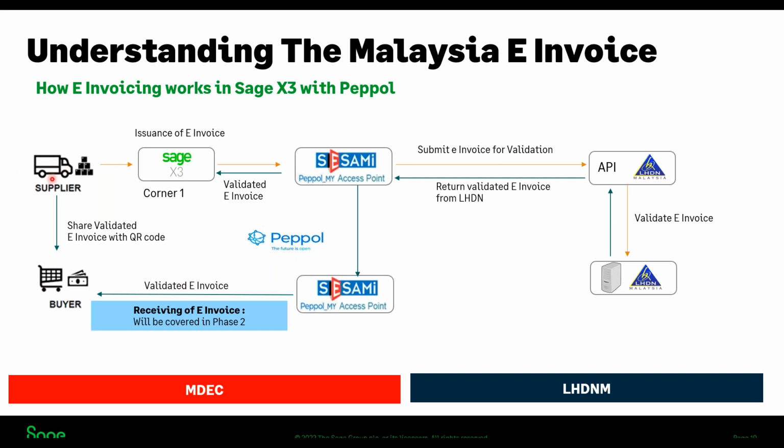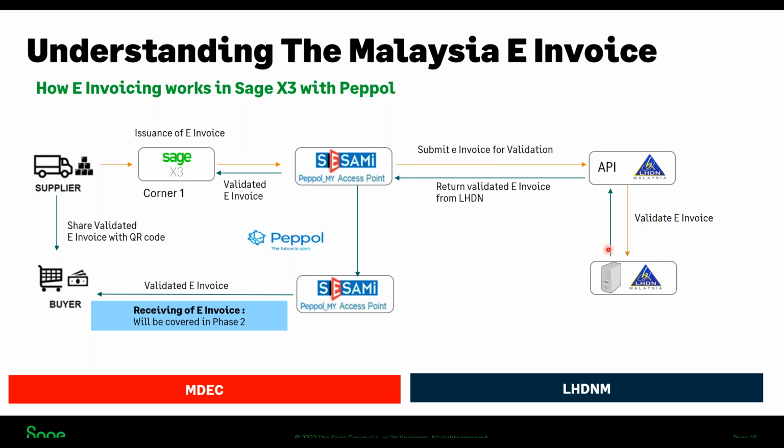So first, you as a supplier, you are using Sage X3. You will need to issue an e-invoice in Sage X3. Then after your invoice has been issued, you will click on the send button to send your e-invoice to Sesame. Sesame will receive your e-invoice and then submit it to the LHDN API for validation. And from the API itself, it will go to the LHDN server to validate your e-invoice.